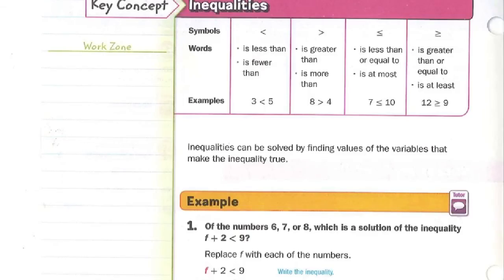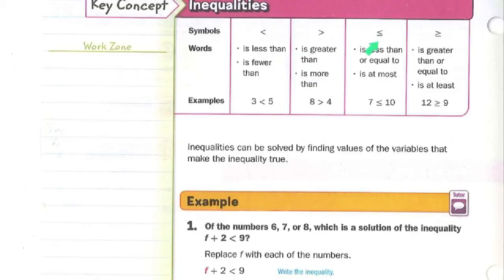Okay, key concept. This is less than or fewer than. So 3 is less than 5. This means greater than. It also means more than. 8 is greater than 4.